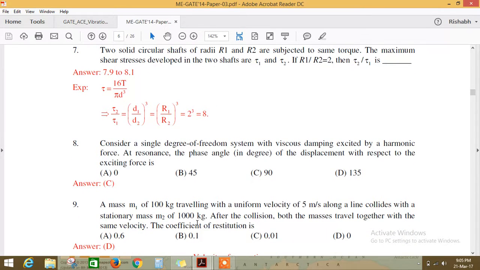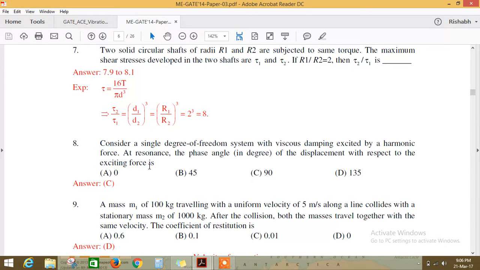Now let's see another question. Consider a single degree of freedom system with viscous damping excited by a harmonic force. By reading this line of the question, you should be able to identify that it is a question of vibrations, forced vibrations with damping. At resonance, the phase angle of the displacement with respect to the exciting force is?